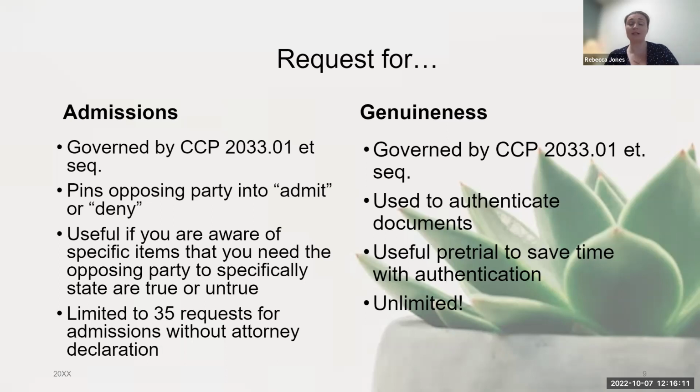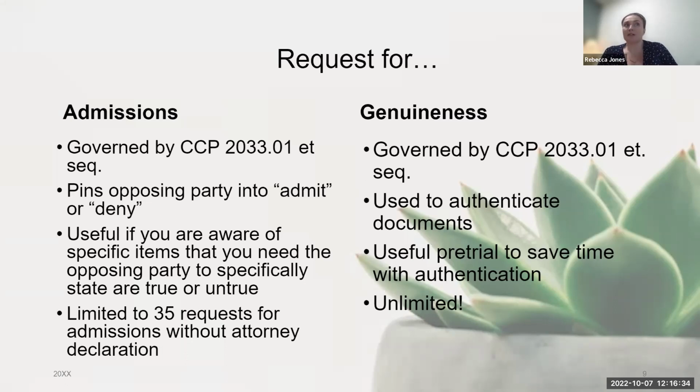It's useful if you're aware of specific items that you need the opposing party to specifically state are true or untrue. Again, if you know something to be true or untrue and you really just need them to admit it, this is the best tool to do so. This is again limited to 35 requests, but you can do the attorney declaration if you need more.